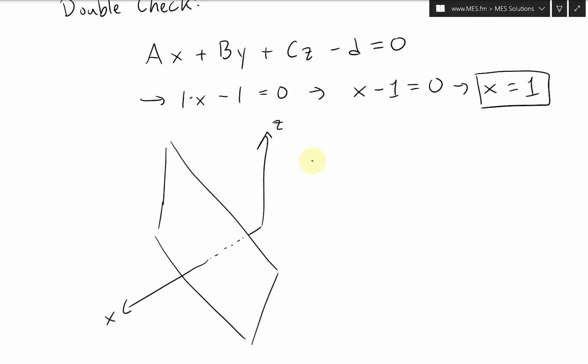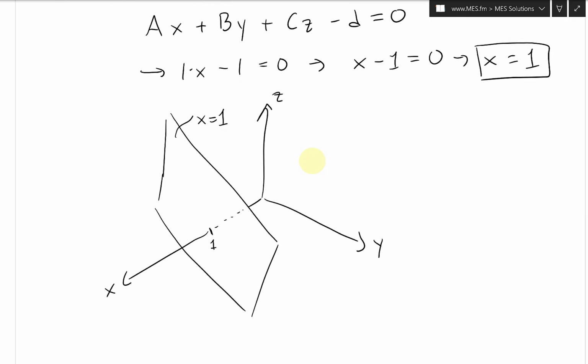And at this point right here is 1. So that's x equals 1. So this is the x equals 1 plane. And this is our y, like that. And let's say our point S is going to be, well, 3. Let's say this is 2. Let's say this is 3 now. So this is 2 here.